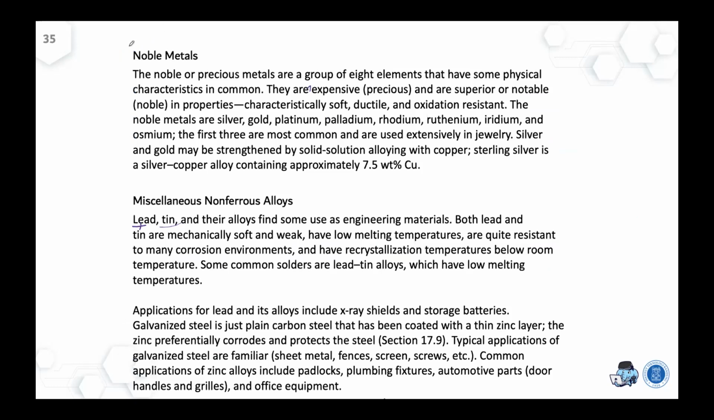Okay, and then maybe just a few. The last one is the noble metals. For example, gold, silver, and so on are just used for jewelry. And then platinum, palladium, rhodium can also be used for catalysts or something like that. And then lead and tin are used for solder. And then the last one is galvanized steel. It is iron with zinc. Okay, it can be used for plumbing fixtures, automotive parts, and office equipment.